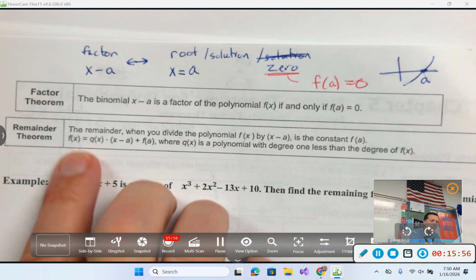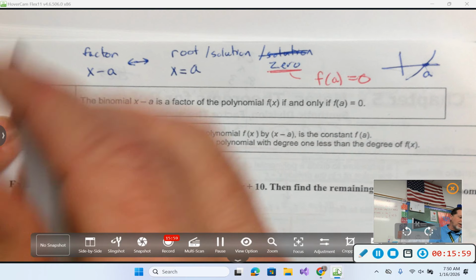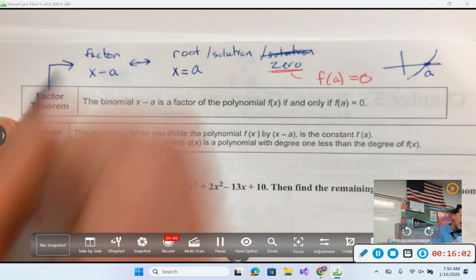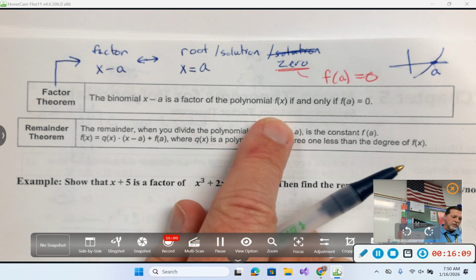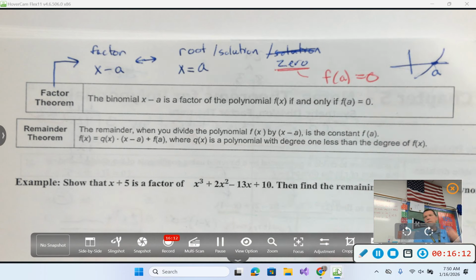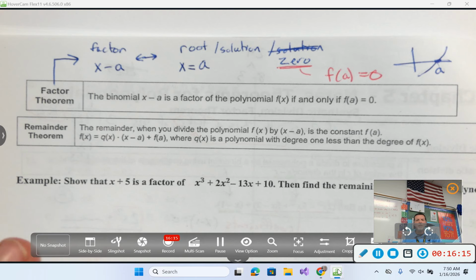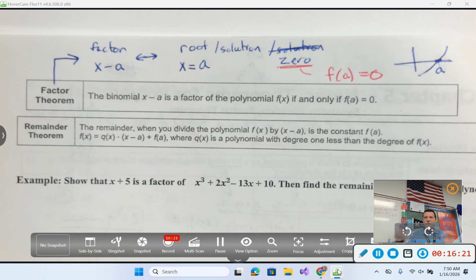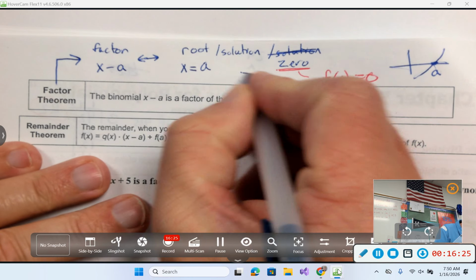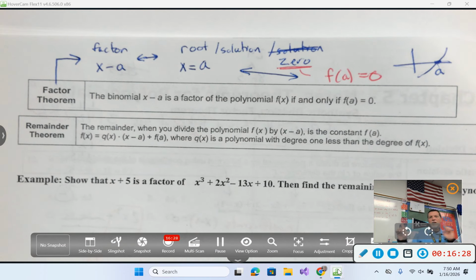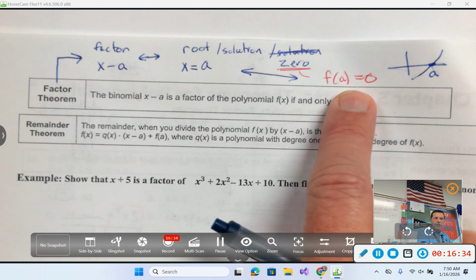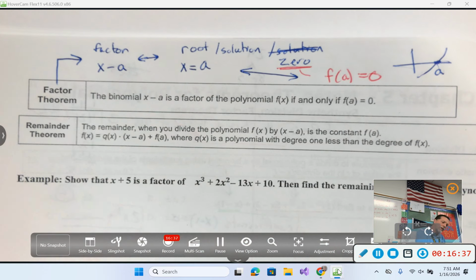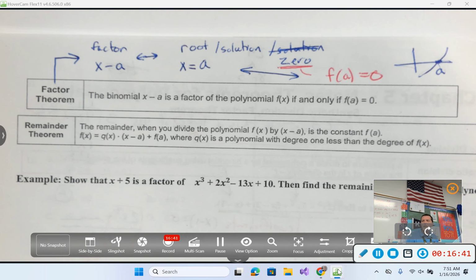Okay, this is using that same idea. The factor theorem sounds fancy, but it's a fancy way of saying everything we just said. The binomial x minus a is a factor of the polynomial if and only if f of a is 0. You remember what if and only if means from your geometry? Means you could go either direction with it. So that's why I put those bidirectional arrows on there. If x minus a is a factor, then f of a equals 0. If f of a equals 0, then x minus a is a factor. Those always go together.